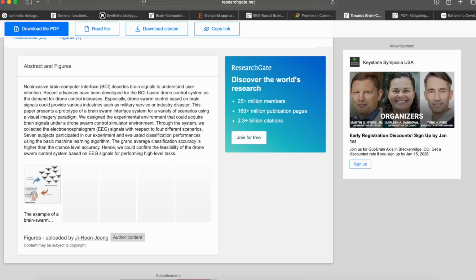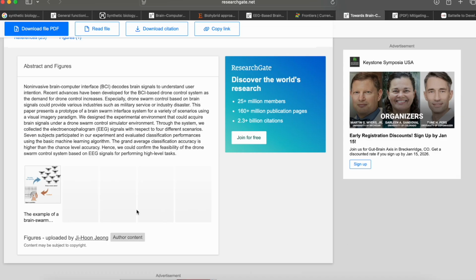paradigm. We designed the experimental environment that could acquire brain signals under a drone swarm control simulator environment. Through the system, we collected the EEG signals with respect to 4 different scenarios. 7 subjects participated in our experiment and evaluated classification performances using the basic machine learning algorithm. The grand average classification accuracy is higher than the chance level accuracy. Hence, we could confirm the feasibility of the drone swarm control system based on EEG signals for performing high-level tasks.